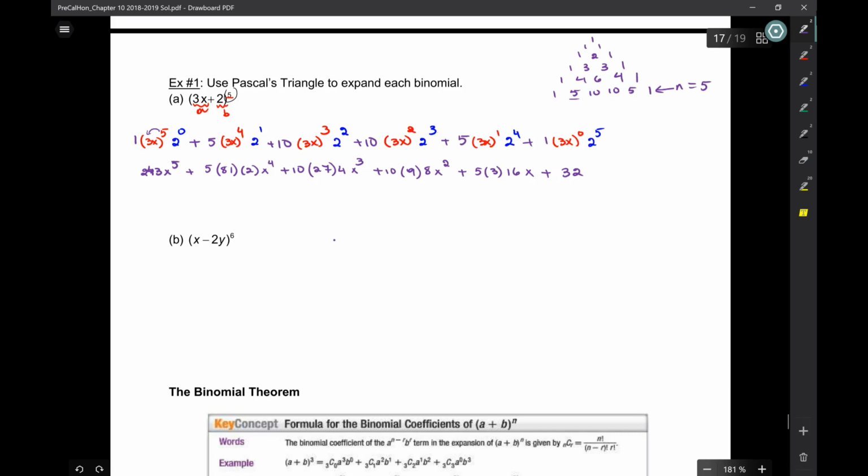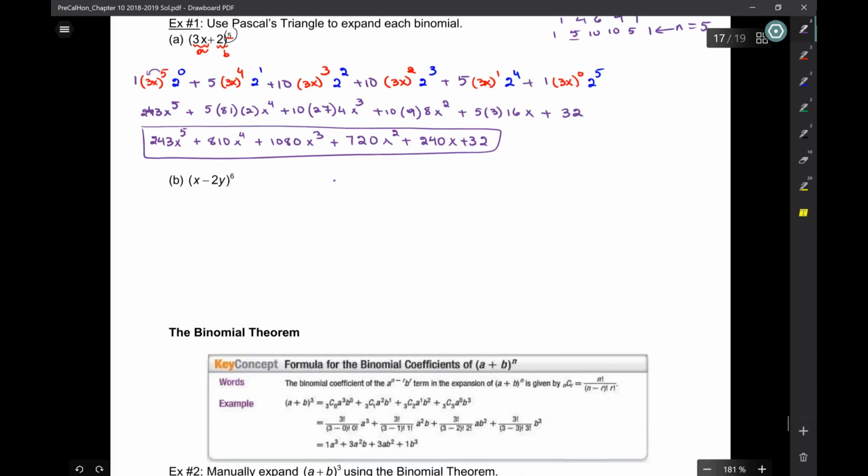Now, obviously, you can combine steps here, right? I'm just doing it ad nauseam the first time, and then we're going to have to go a little bit faster. So finally, when all is said and done, this is 243x to the 5 plus 810x to the 4 plus 1080x cubed plus 720x squared plus 240x plus 32. And there you have it. That's the expansion.